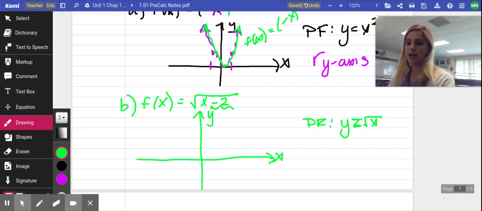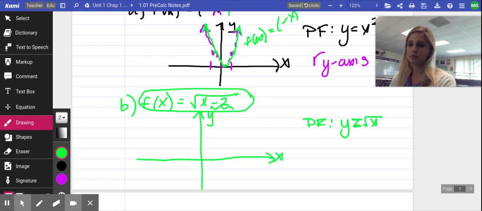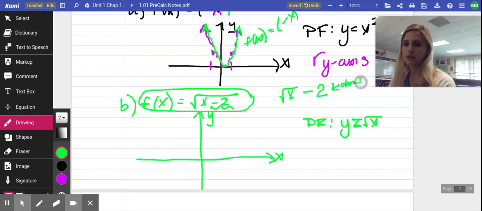So now I want to look at this one right here and say, well, how is that different from my parent function? Well, there's this minus 2 over here that we had taken off. So the minus 2 tells me to go where? Left, right, up, or down. If it is under the radical, that's going to tell you it's going to go left or right, and it's going to be opposite of what you'd think. Versus if it had been like this and it's outside the radical, then you would shift it down 2. But here, we're going to go opposite of what we think, so we're going to go right 2.